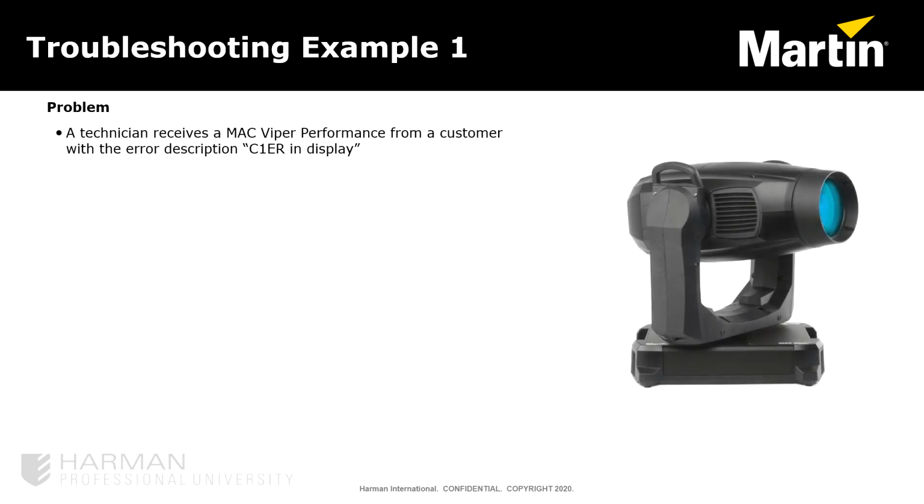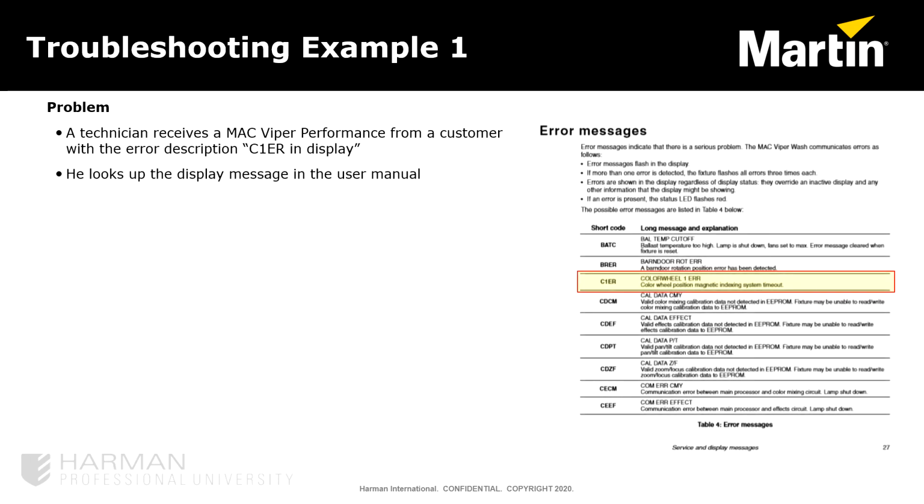A technician receives a MAC Viper Performance from a customer with the error description C1ER in the display. The technician looks up the display message in the user manual. What are the facts that were provided or found? C1ER is shown on the display. No other errors are displayed.